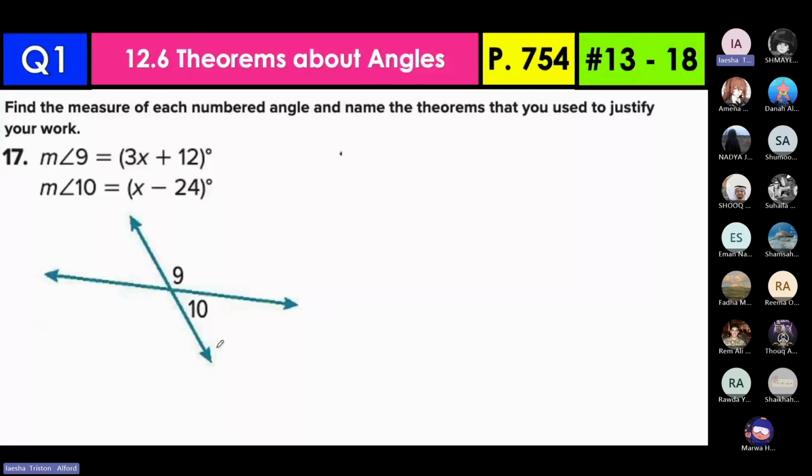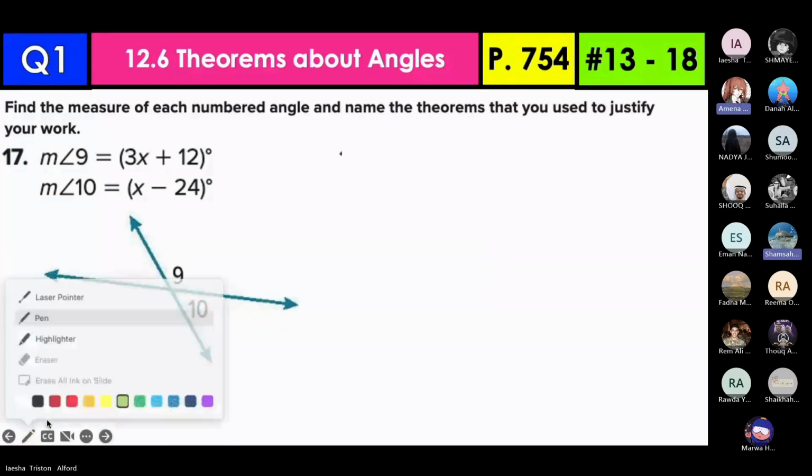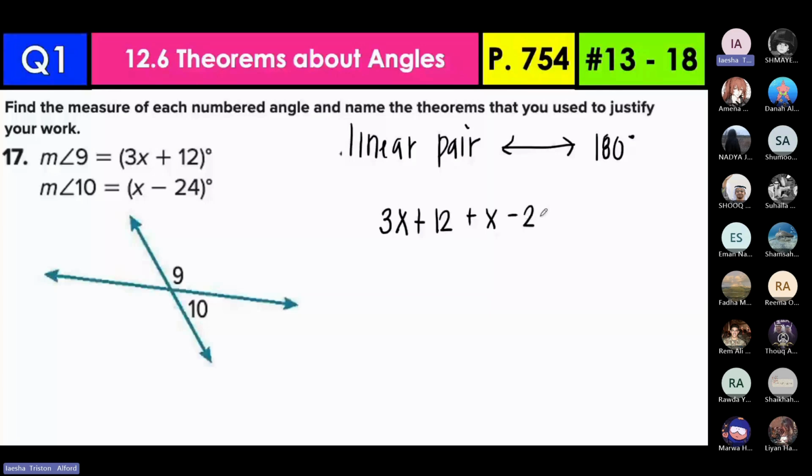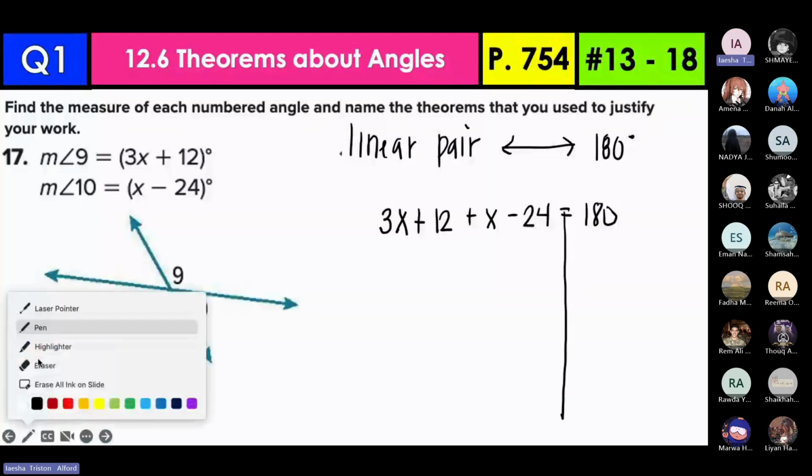17, same again. 9 and 10 have a name: supplementary, a linear pair. What's the meaning? They equal 180. It's a straight angle and should be equal to 180 degrees. So 3x plus 12 plus x subtract 24 is equal to 180. Clean it up and solve.